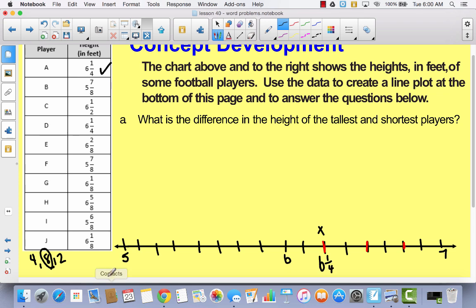All right, so now let's do 5 and 7 eighths. 1 eighth, 2 eighths, 3 eighths, 4 eighths, 5 eighths, 6 eighths, 7 eighths. 5 and 7 eighths. So let's check it off.